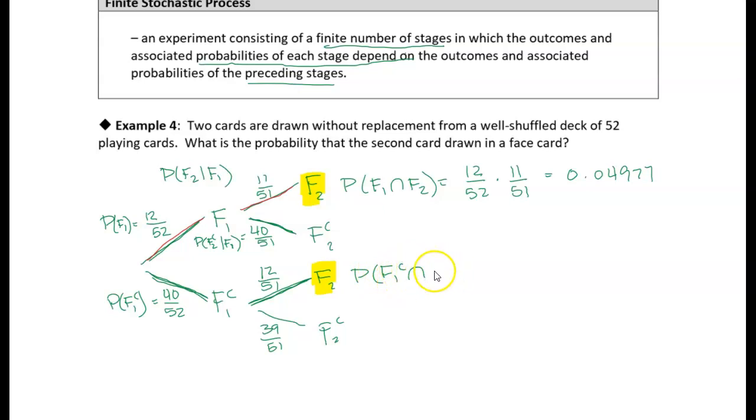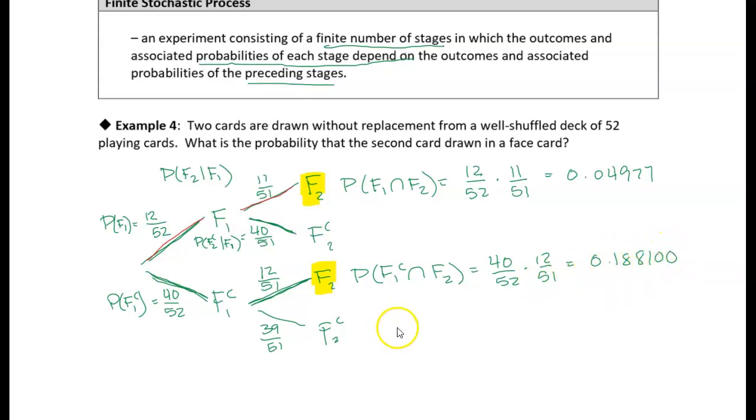The other probability I'm interested in is this one, where I did not draw a face card on the first draw, and then I drew a face card on the second draw. Again, I'm just multiplying the probabilities along these branches. The probability of a non-face card on the first draw is 40 out of 52, and then the probability of drawing a face card on the second draw, given that I did not draw a face card on the first draw, is 12 out of 51. I put that into my calculator.